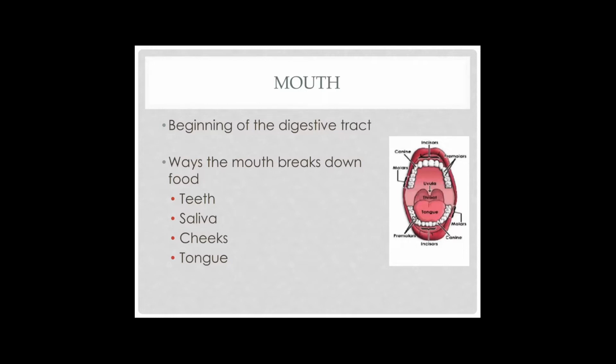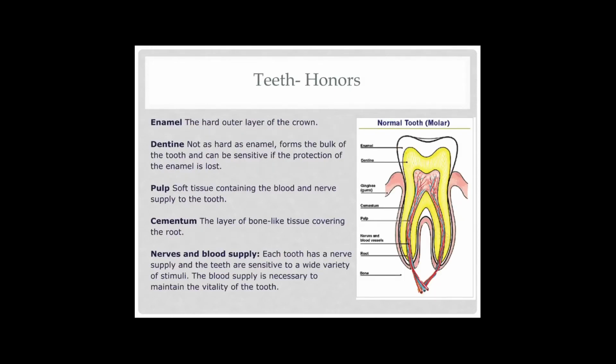There are four major components: the teeth, saliva, cheeks, and tongue, and all of these are going to work together to start to break down the food. We'll go over teeth and saliva in a little more detail, and the tongue we'll mention again. This is for honors only, so CP and academic, you can skip this portion.